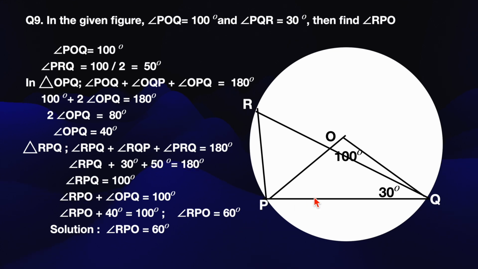So in this sum, what we have done, first we have found out the value of this angle R. Then we have taken this triangle and found this value, which is 40 degrees. Then we have taken this triangle and found this value. Here we come to the end of the exercise. Please go through the exercise once again. Pause the video in each sum and practice them.